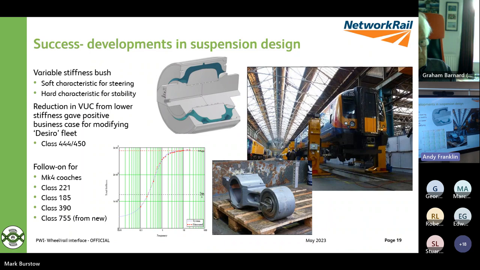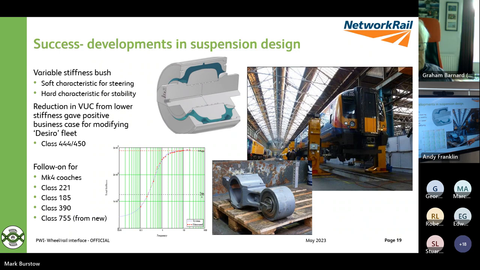If the vehicle starts to hunt and you excite this bush at a much higher frequency, there isn't time or capacity for the oil to actually move from one side to the other. So the oil then actually provides the stiffness and it basically locks the bush up. So you get this variable stiffness. You get a very soft characteristic for going around curves, but a very stiff characteristic if there's any risk of the vehicle going unstable. Again, a very nice design.